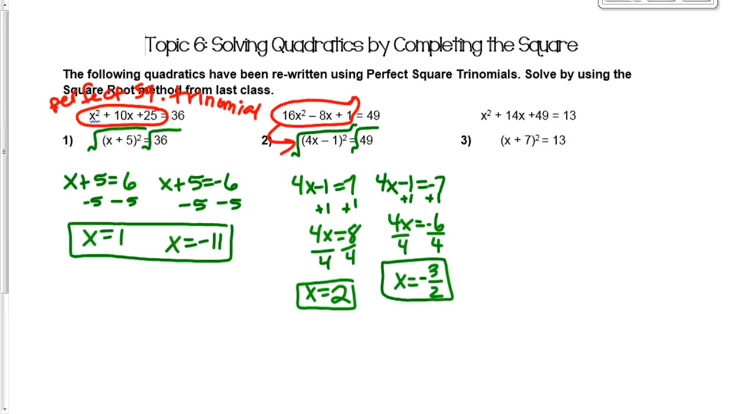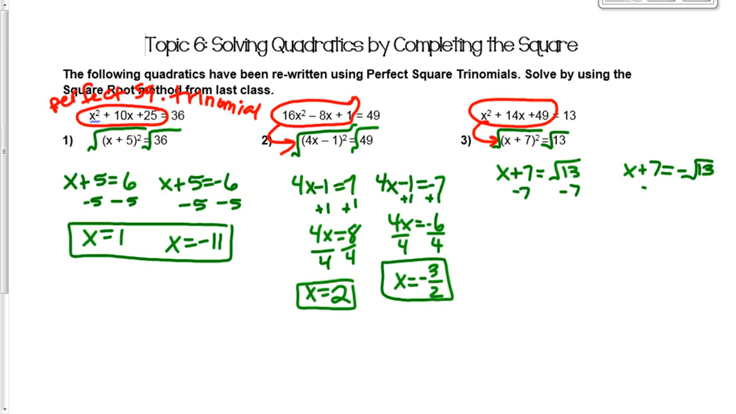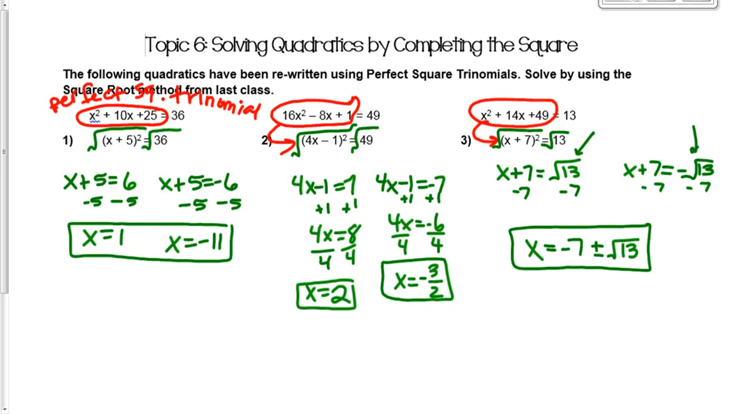Okay? So y'all try the last one. It's the exact same thing. This has been changed into its factored form, (x plus 7) squared. Okay? So what would I do next? I would take a square root of both sides. So I've got x plus 7 equals square root of 13, and x plus 7 equals negative square root of 13. Obviously, it's not a perfect square, so I can't really break it down, but that's where we're at. So now I subtract 7, subtract 7. So really, I could rewrite this as negative 7 plus or minus square root of 13. This one is the positive version, this one's the negative version, but no matter what, I've got a negative 7. So that would be your answer for the third one.